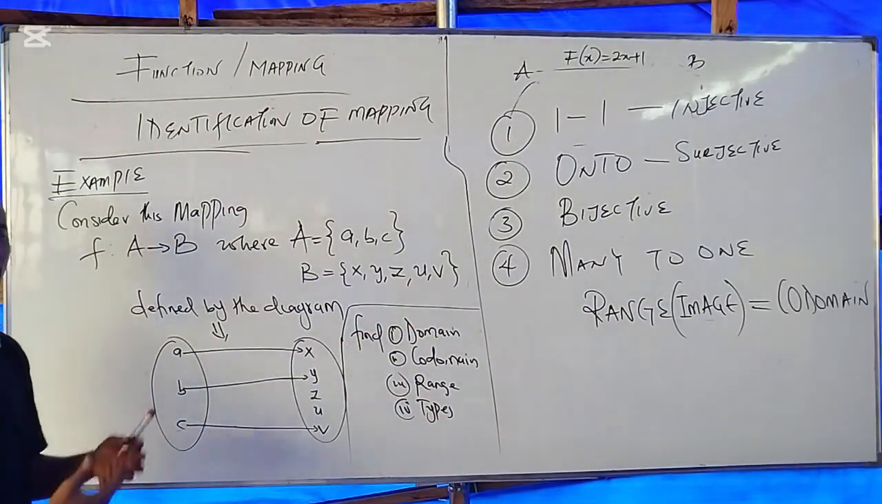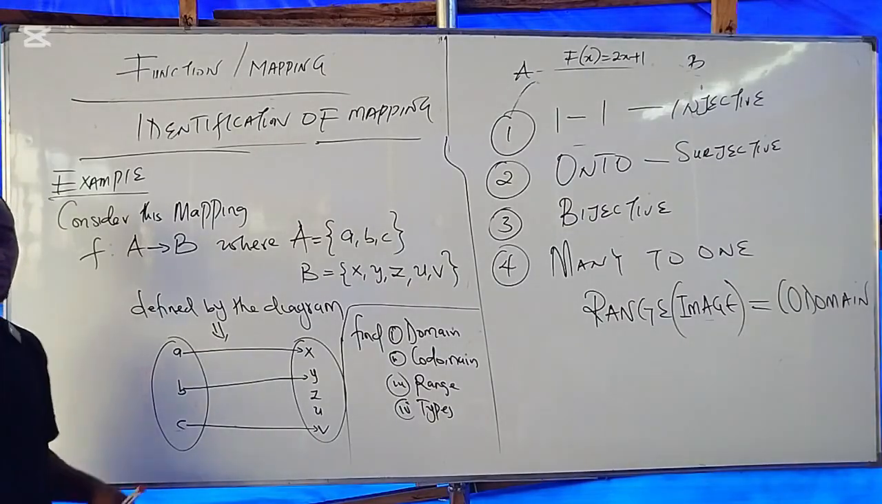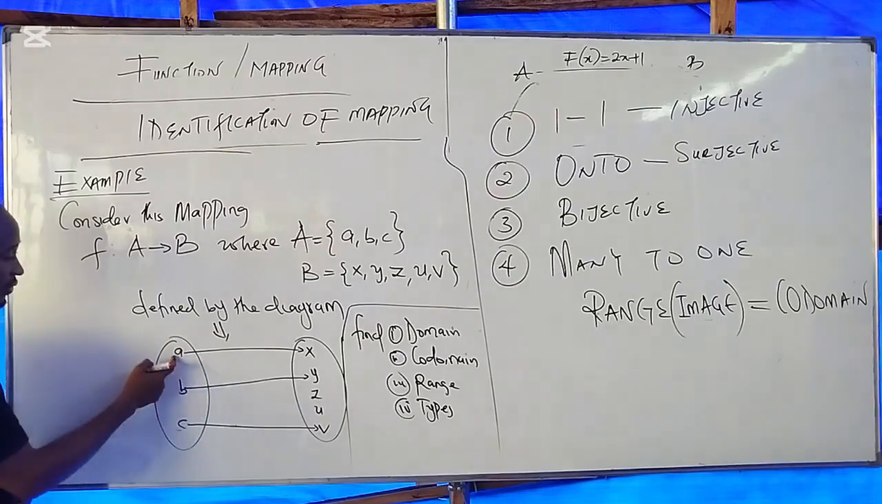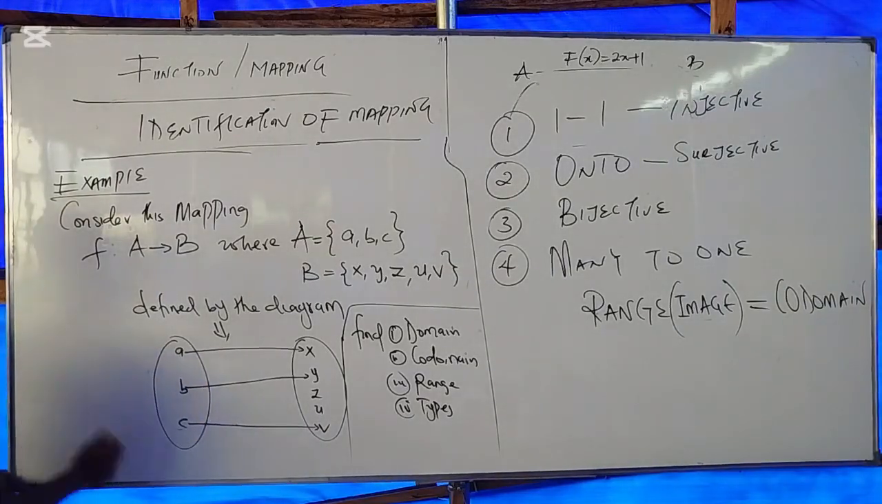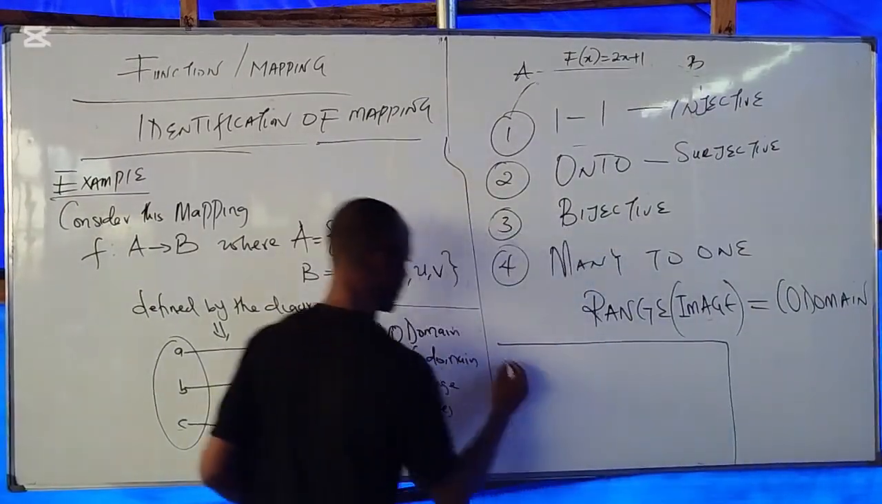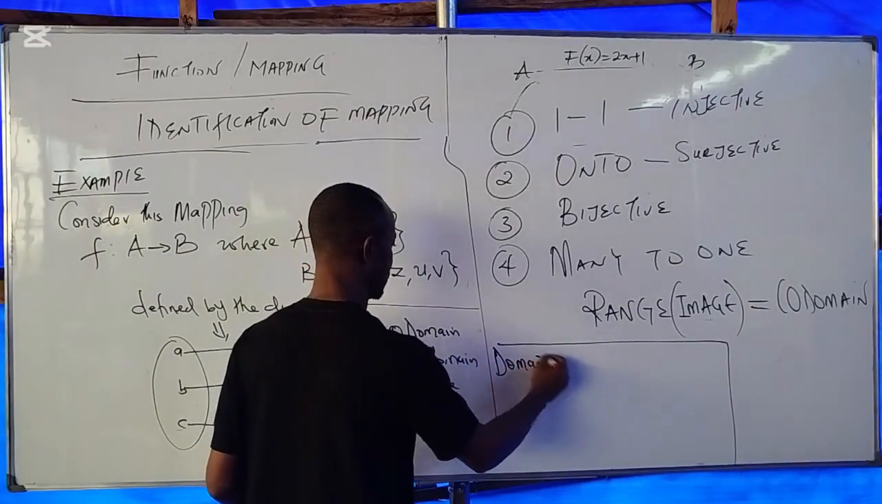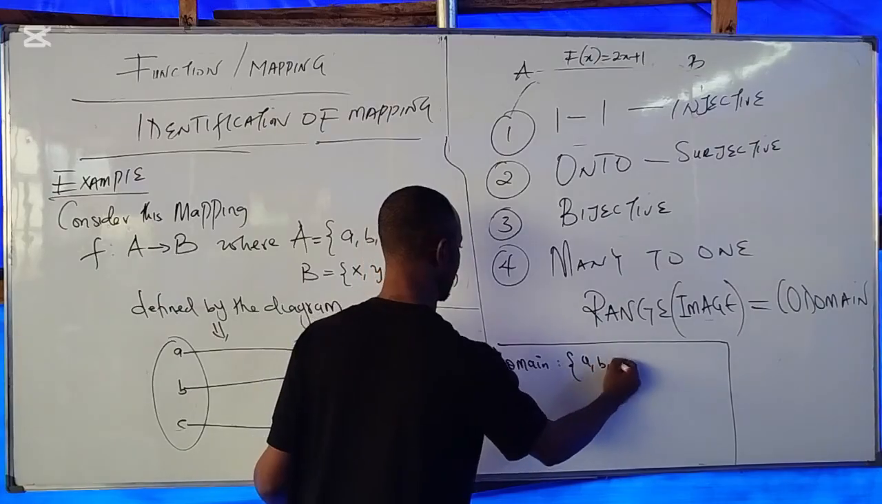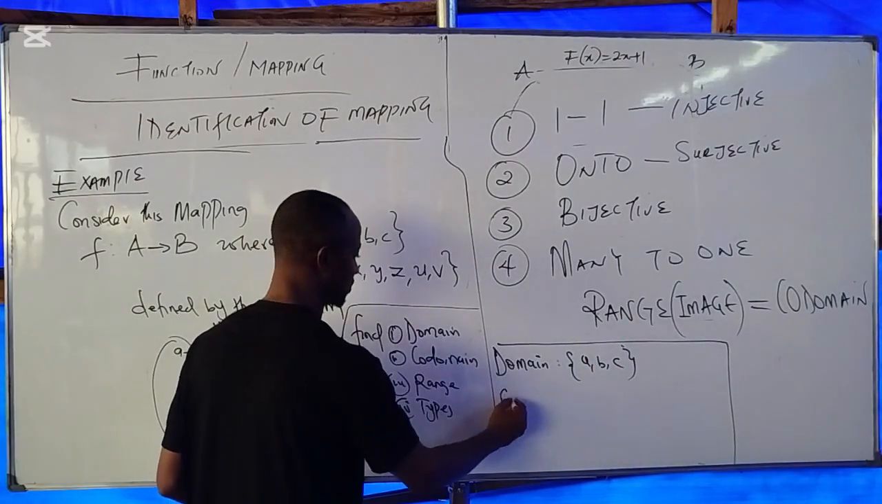It's very simple. What's the domain? Your domain represents your independent variable, right? Which is this. Our domain is A, B, and C. So we can say that from here, the domain is simply A, B, and C, right? Now the next is to find the codomain.